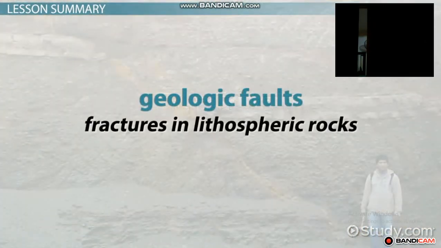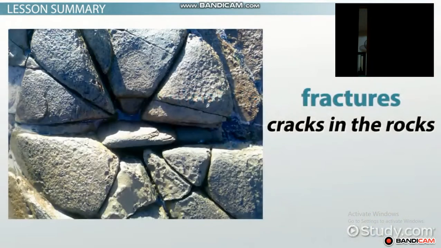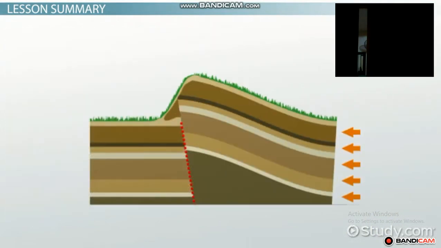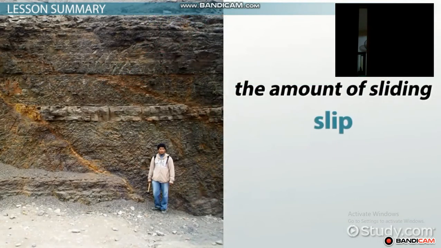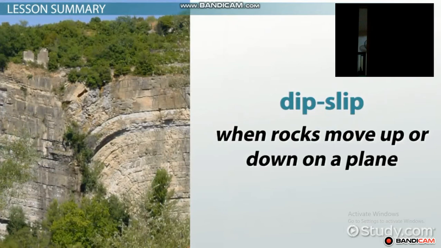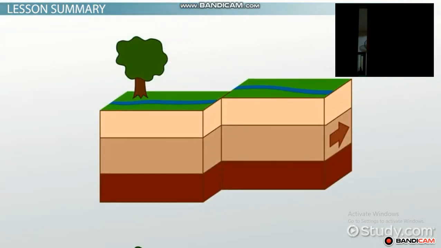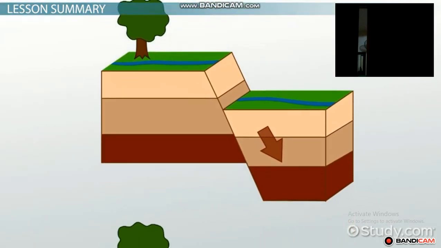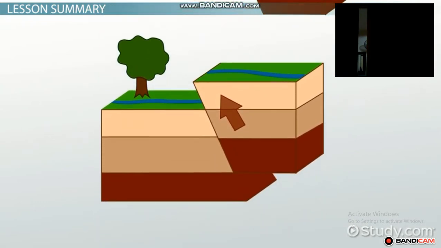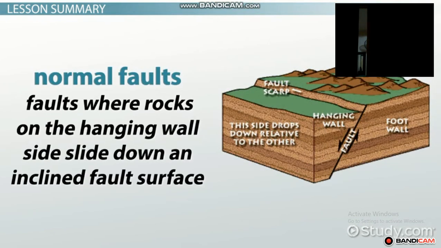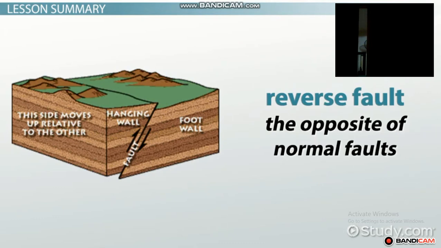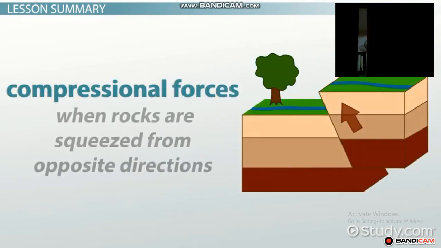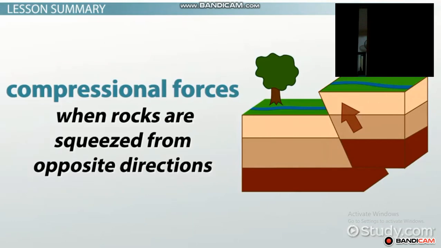Geologic faults are fractures in lithospheric rocks, and fractures are cracks in the rocks, along which movement of rocks has happened. The sliding surface is the fault plane, and the amount of sliding is called the slip, while dip slips are when rocks move up or down on a plane. Faults are classified on the basis of how the rocks move and in what direction along the fault plane. These can include normal faults, which are faults where rocks on the hanging wall side slide down an inclined fault surface, and reverse faults, which are the opposite of normal faults and the result of compressional forces, which are when rocks are squeezed from opposite directions.